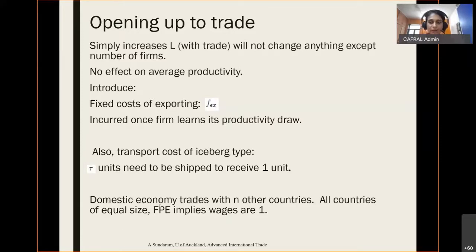The domestic economy will trade with N other economies. So we're going to have countries that look identical. There are N of them, and you can export to all of them. All countries are going to be of equal size. Factor price equalization means that wages everywhere are one. So really, you have N identical economies that merge, and that's how we're thinking about international trade here.